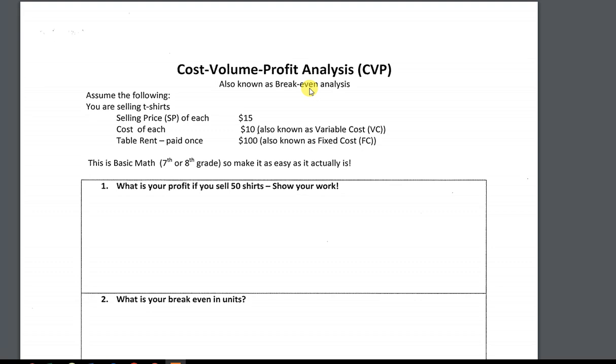Chapter 3 is all about cost volume profit analysis. Cost volume profit analysis helps you determine what happens to your profit if I change the selling price or costs, etc. It's also known as break-even analysis, because a lot of break-even analysis comes from this. A lot of this is pretty simple.